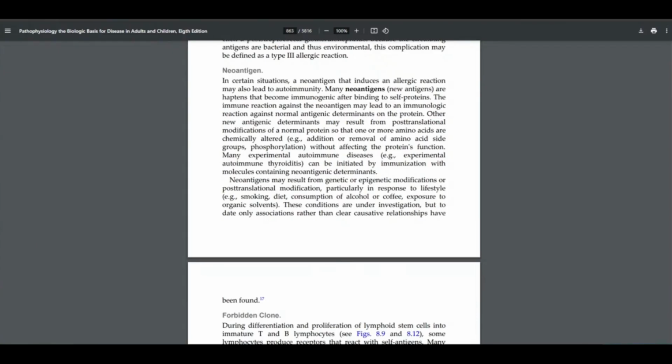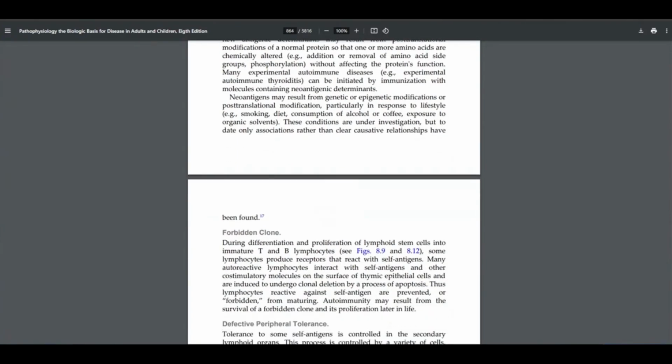Other neoantigen determinants may result from the post-translational modification of a normal protein, so that one or more amino acids are chemically altered, without affecting the protein's function. Many experimental autoimmune diseases can be initiated by immunization with molecules containing new antigenic determinants.